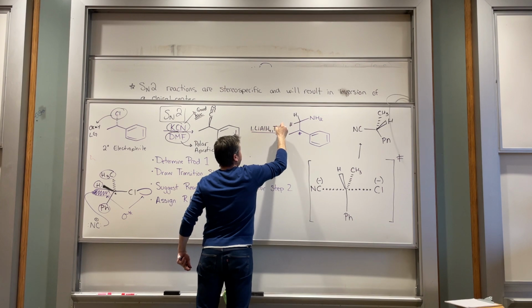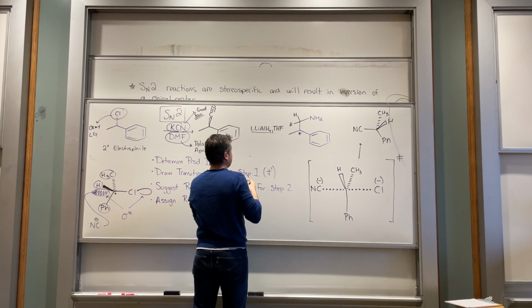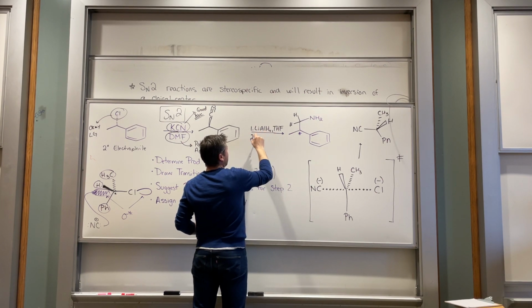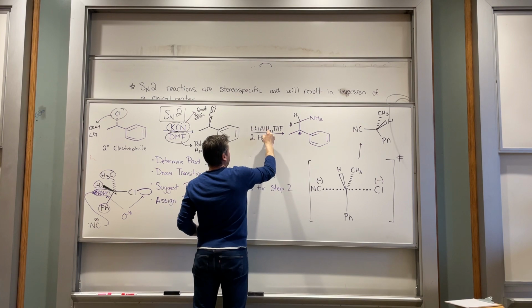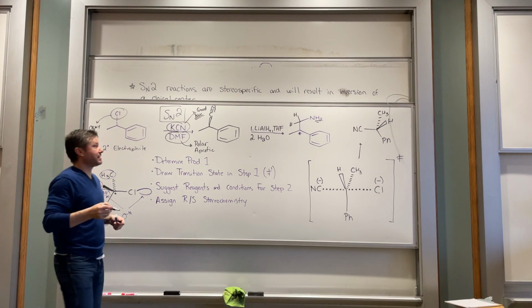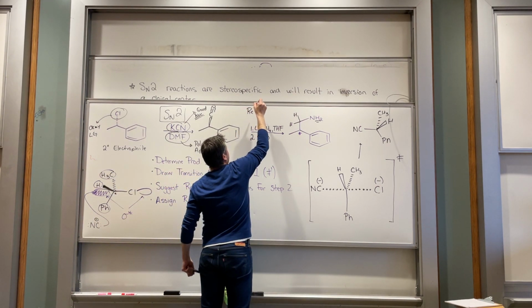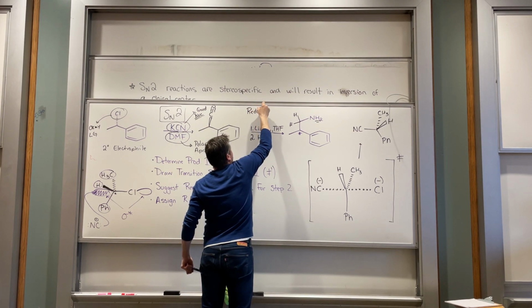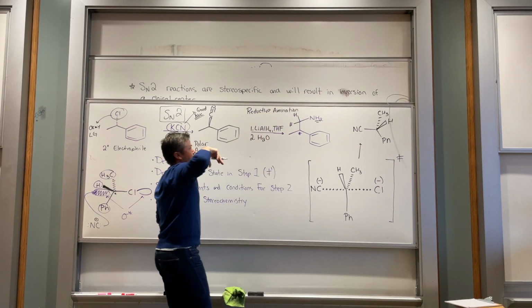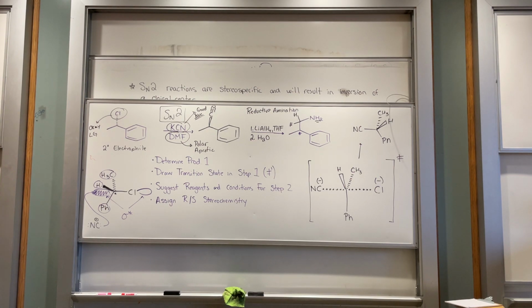Usually we do that in some ethereal solvent, so we'll just suggest THF as the solvent. And then the second step will work up the reaction with, just say, water. And that will provide the protons that end up on nitrogen. All right, this is an example of a reductive amination. This is a term we talked about last semester, describes any reaction that forms amines through reduction. So this is one example of a reductive amination.